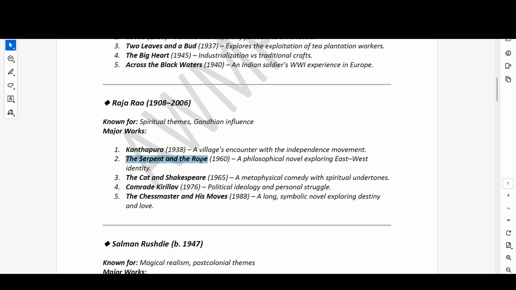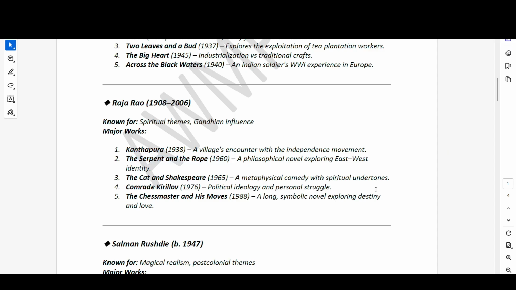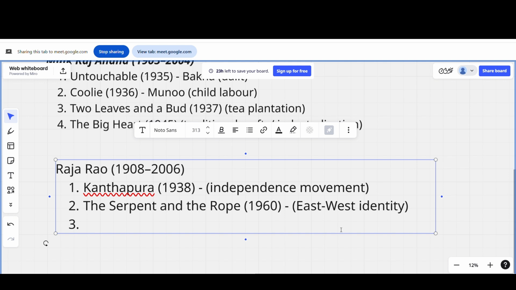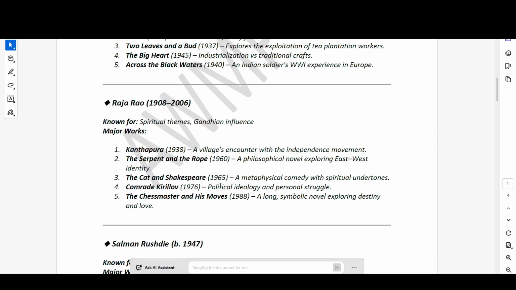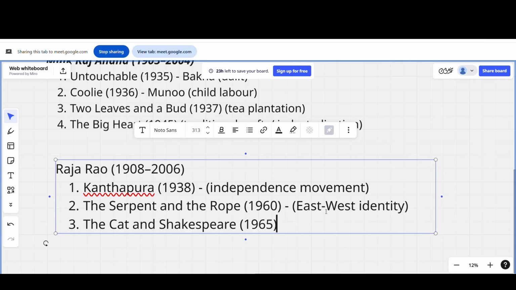The Serpent and the Rope was published in 1960. What is it talking about? It's talking about East-West identity. A little bit about East-West identity, where East and West means the USA, European countries and all. The Serpent and the Rope, published in 1960. Next is The Cat and Shakespeare. We'll do only these three.